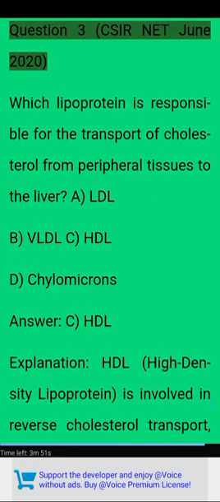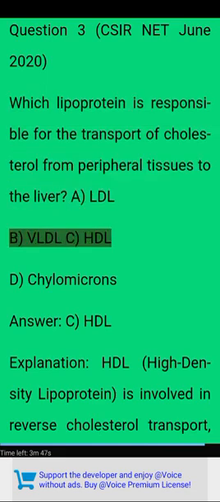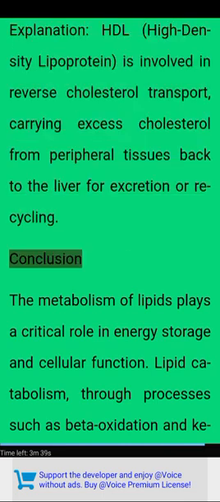Question 3. CSIR NET June 2020. Which lipoprotein is responsible for the transport of cholesterol from peripheral tissues to the liver? A. LDL. B. VLDL. C. HDL. D. Chylomicrons. Answer. C. HDL. Explanation. HDL, high-density lipoprotein, is involved in reverse cholesterol transport, carrying excess cholesterol from peripheral tissues back to the liver for excretion or recycling.